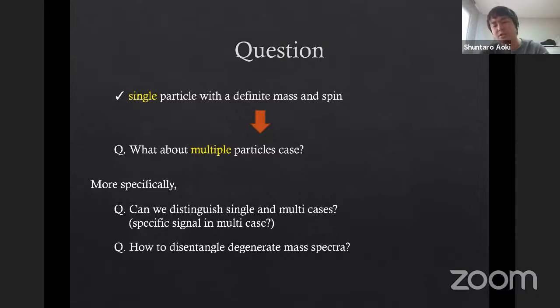Let me rephrase our question. Can we distinguish the single and multiple particle cases? Or in other words, can we expect any specific signal which exists only in the multi-field case? The next question is a bit non-trivial: what should we do when the masses are degenerate? As you know, in the usual experiment, when the masses are degenerate, we need a very precise measurement to resolve the degeneracy. So what about the case of the cosmological collider? These are the questions we want to address in this work.